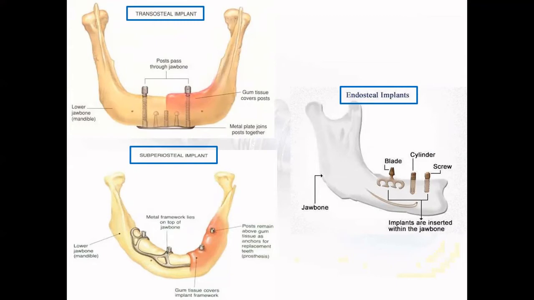And we can see various types of shapes of the implants. We can see a blade implant, a cylinder tapered implant, and a screw tapered implant. These implants are inserted within the jawbone, but not transosteally.